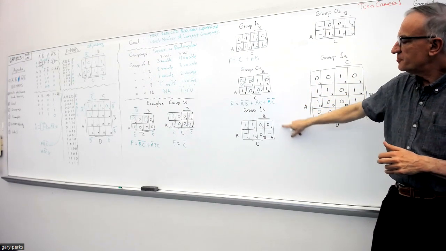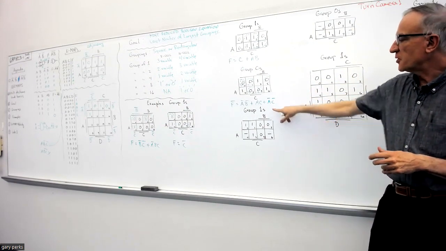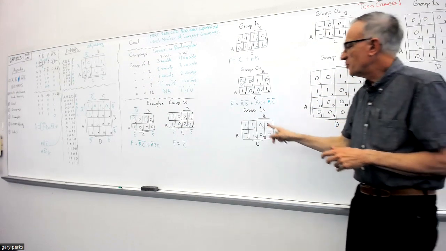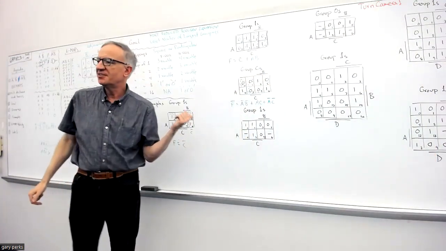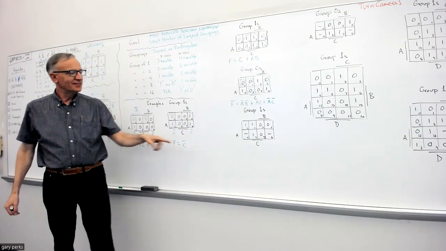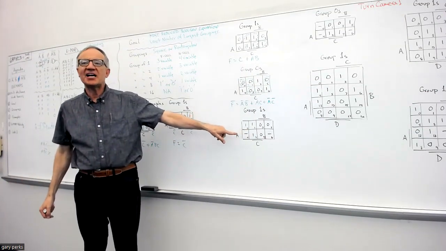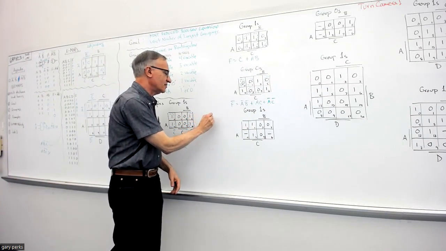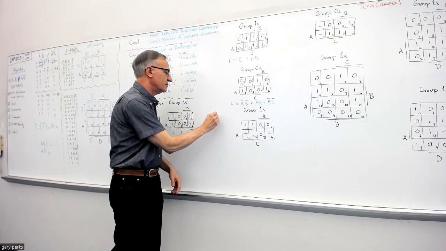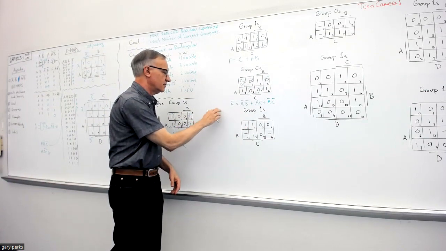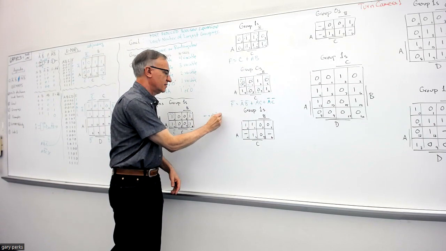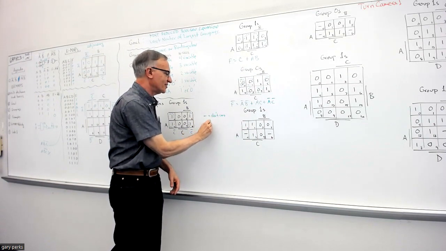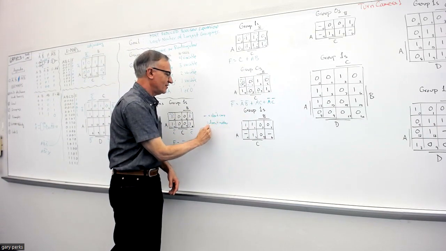All right, the next one has a symbol that you haven't seen before. We're back to grouping 1s, but what haven't you seen before? Which symbol? Yeah, this dash, right? We haven't seen a dash before. Okay, this dash indicates what we call a don't care. Sometimes called a doesn't matter, or irrelevant. Any of those.